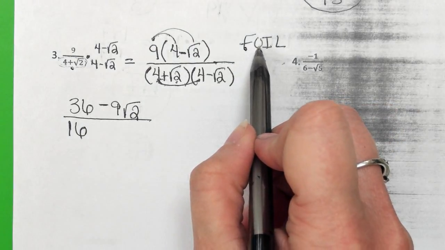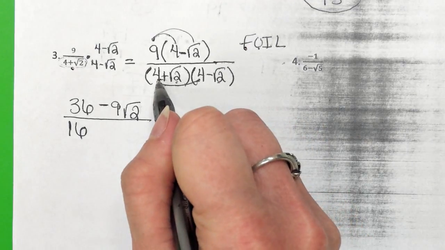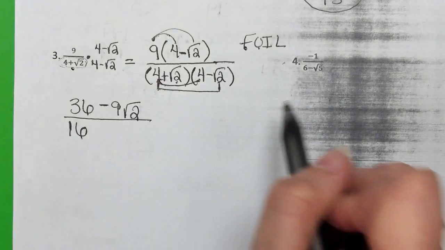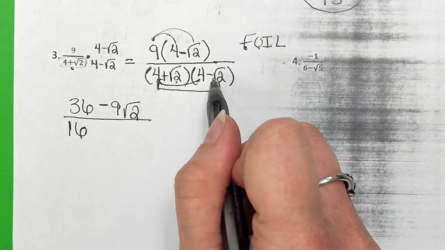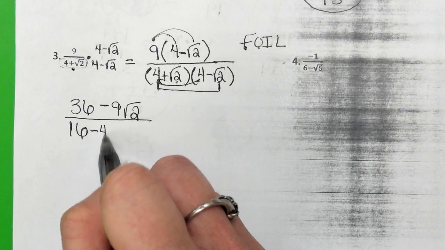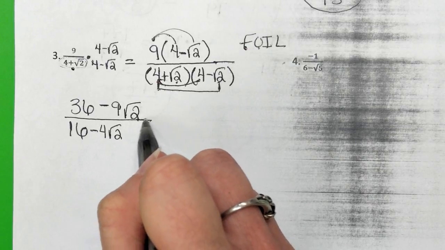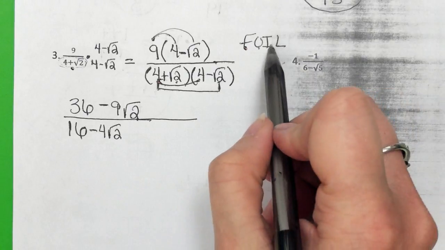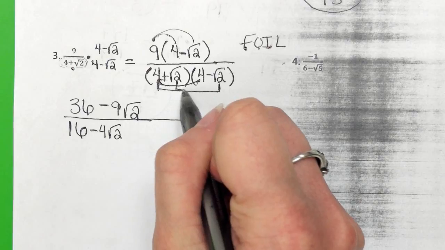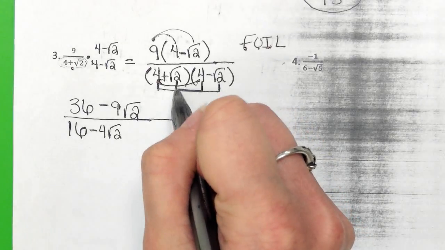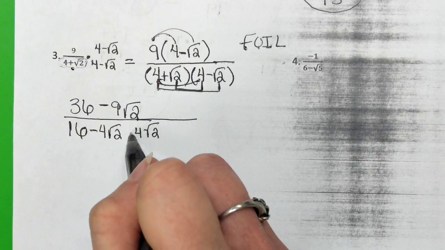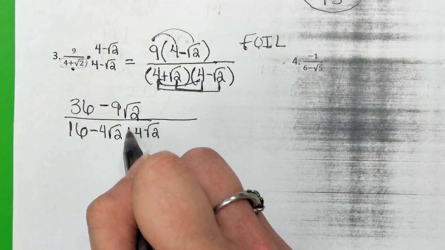What does this stand for? Outer. What's the outer? 4 and square root of 2. You cannot multiply them. What sign though? Negative 4 square root of 2. Alright, what did the I stand for? Inner. What's that give me? Square root 2 and 4. Put the 4 first. But was it plus or minus? Plus.